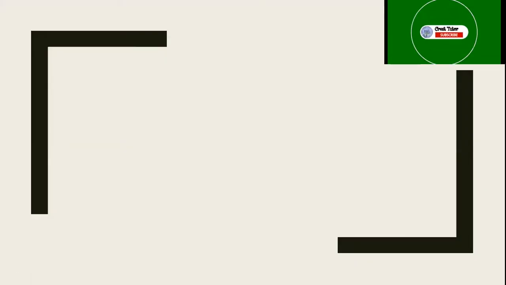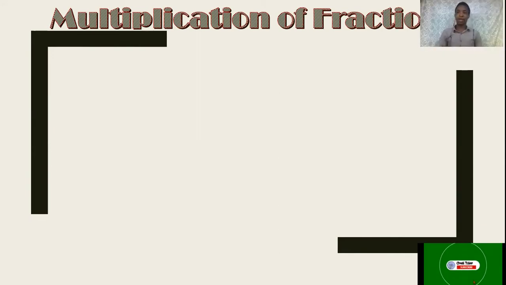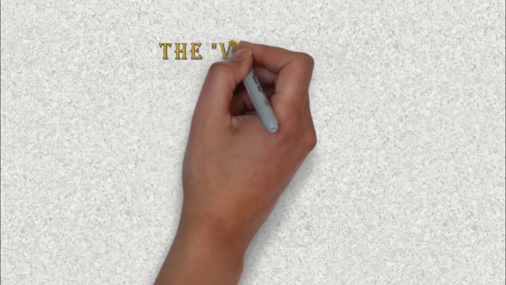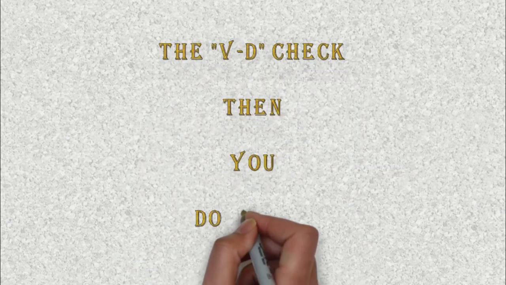Alright, good day guys. The topic before us today is multiplication of fractions. We've done addition and subtraction before now, so we're moving forward. Now, how do I multiply fractions? Well, I have a very short and interesting code for you that will guide you through the topic. Now, please listen. I call it the VD check, then you do the H. Again, the VD check, then you do the H.